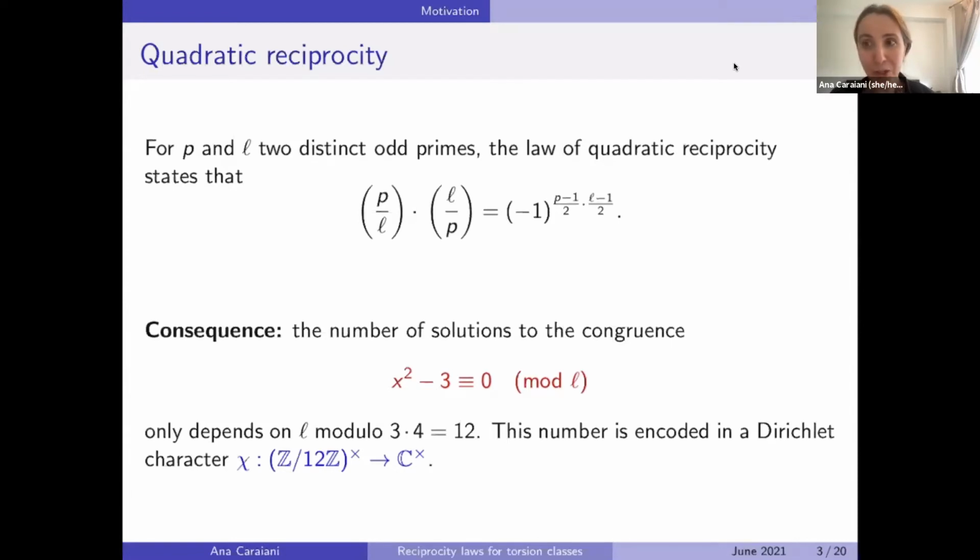And the number of solutions can be predicted, in a more sophisticated phrasing, by saying that it's encoded in a Dirichlet character, which is this finite order character of (Z mod 12Z) cross. Now, this is the very first instance of a reciprocity law. And you can ask about generalizing this by looking at equations that are maybe higher order equations, or maybe in more than one variable, and ask about counting the number of solutions of such equations modulo primes and seeing if there is a way to generate the number of solutions.